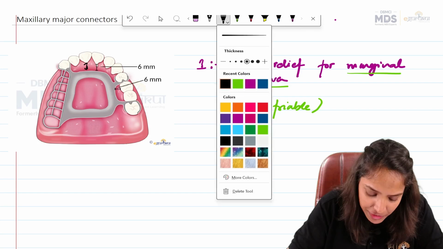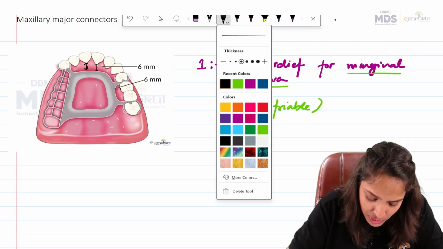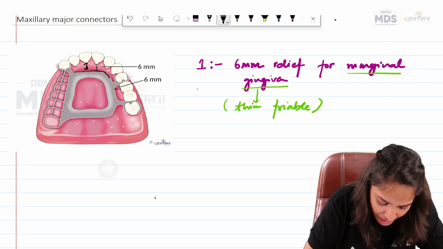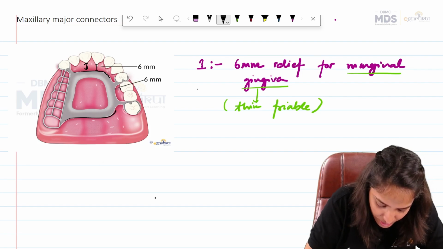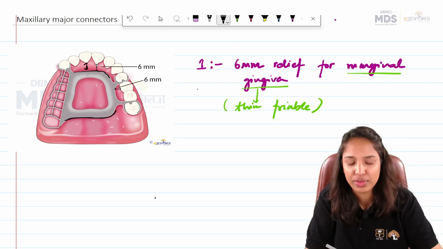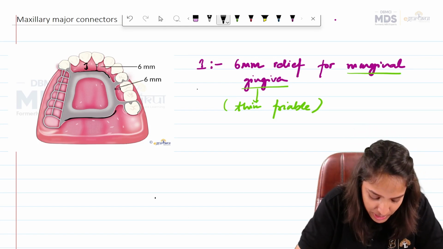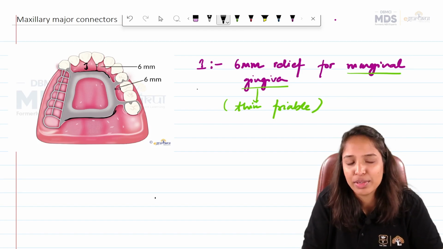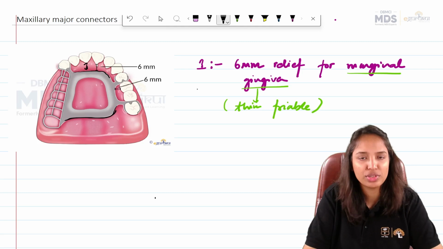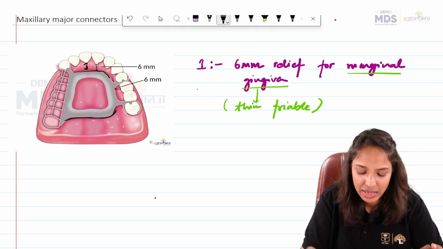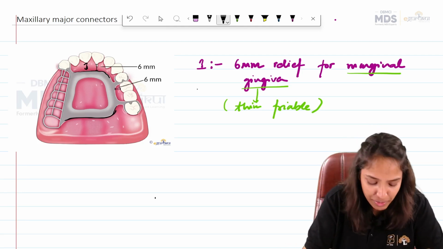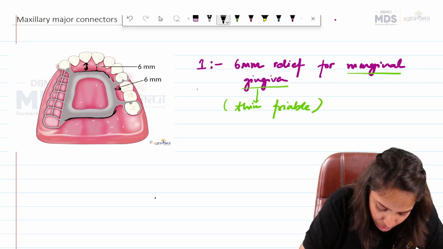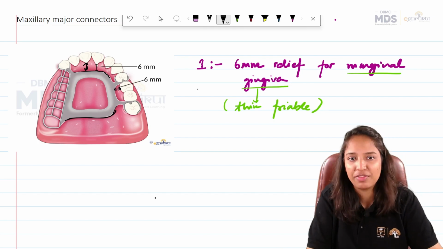Apart from that, if we look at different structural requirements, we can notice that the borders are smooth and well rounded. There are no sharp projections on the major connectors. That is so that it does not damage the underlying tissue. But the main structure that one has to see is that it should be 6 millimeters away from your marginal gingiva. That is applicable over here as well. That is the main function of it.